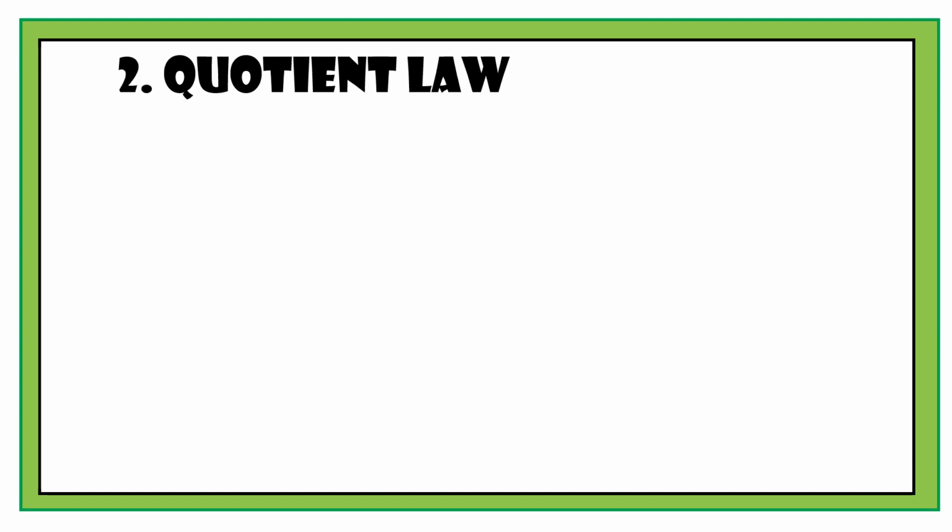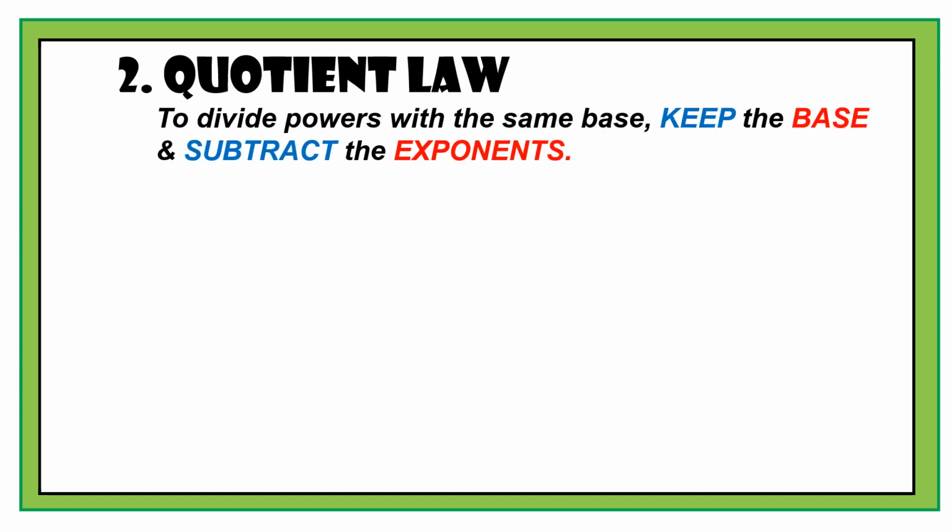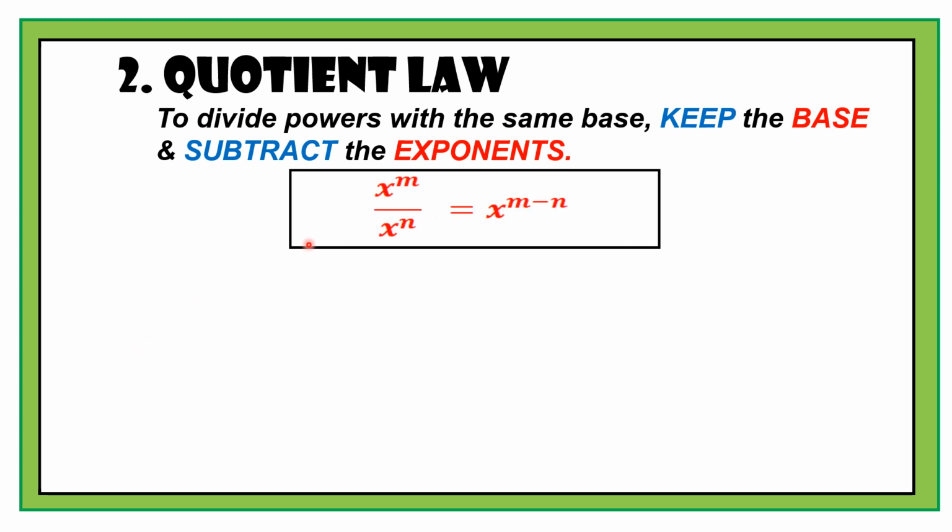Number 2 is the quotient law. To divide powers with the same base, keep the base and subtract the exponents. So, susubtract naman natin yung exponent sa quotient law. So, in symbols, we have x raised to m over x raised to n. This is equal to x raised to m minus n. Subtract lang natin yung exponent, copy natin yung base.